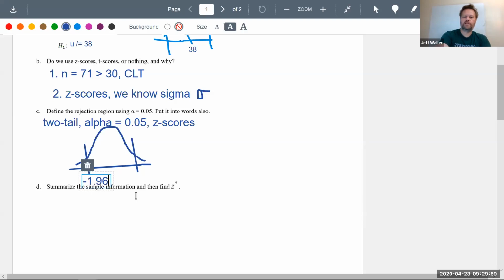Yes, negative 1.96. We're the humans. We have to put the negative in at the right time. And then this side, 1.96. So in English, what's the rule here? Let me fill these in. There's my rejection region.